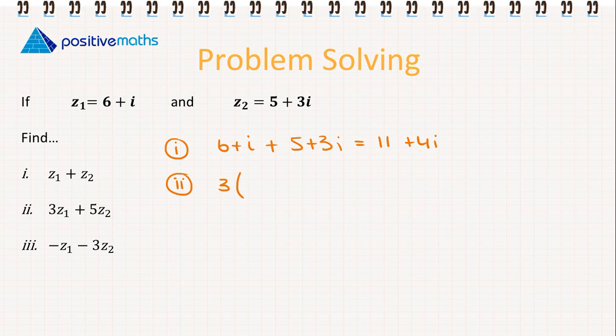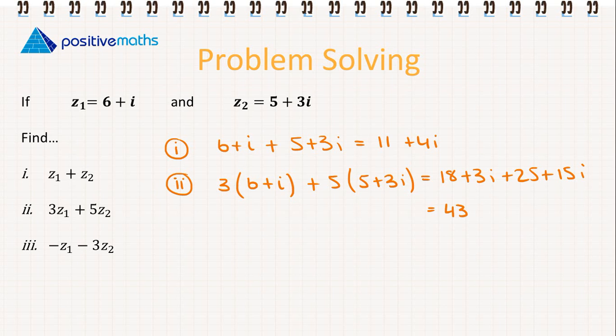Part 2, 3Z1, so that's 3 multiplied by 6 plus i, plus 5Z2, so that's 5 by 5 plus 3i. So the first thing we need to do is multiply out our brackets. So we'll get 18 plus 3i plus 25 plus 15i. So 18 plus 25 will give us 43, and 3i plus 15i gives us 18i.